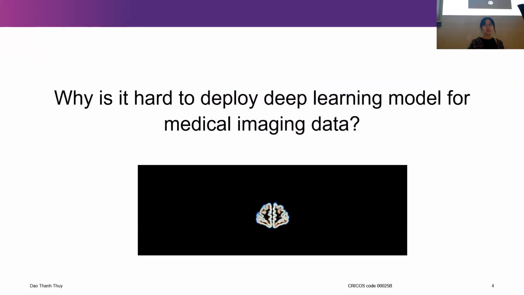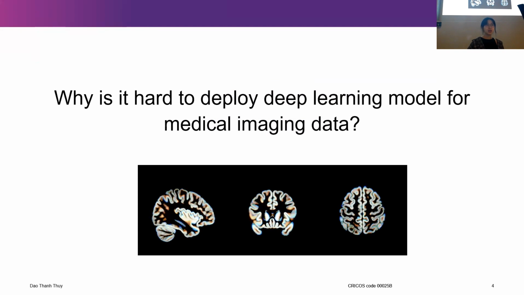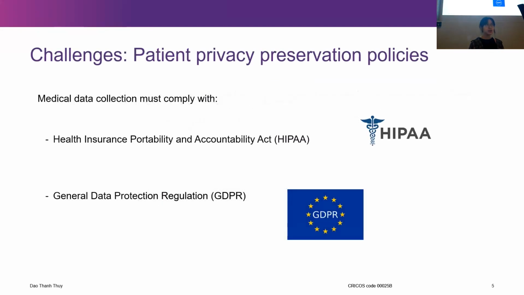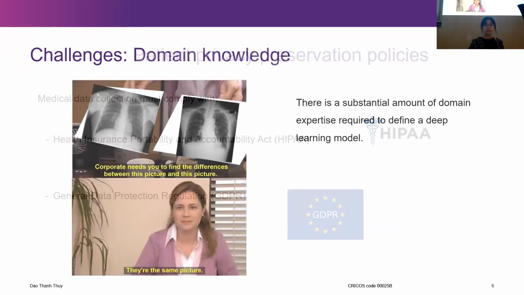But why is it hard to deploy deep learning models for medical imaging data? The first obstacle is regarding patient data. It's very complicated to share new data or have a centralized database on a server because it has to comply with HIPAA in the US and GDPR in Europe. So it's very hard for researchers to test models on new data.